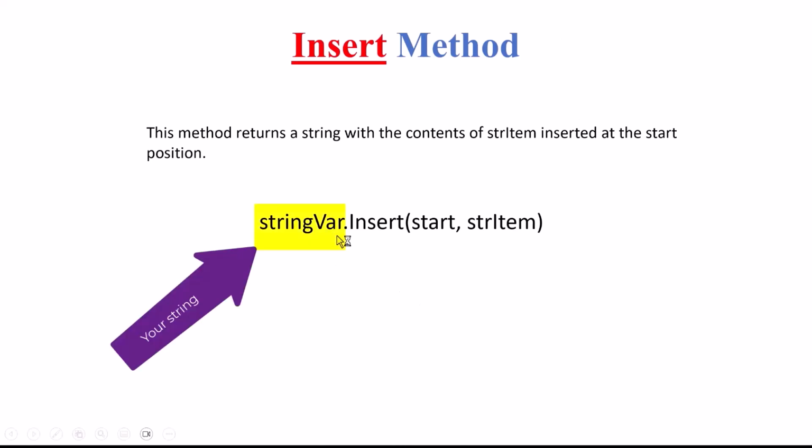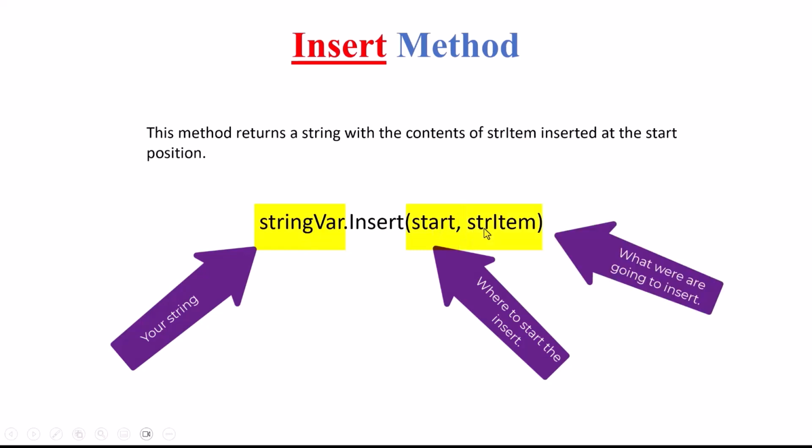So we're looking at string var. We've got that string coming in here. We'll say insert, and we'll say where we want to put it, and then we'll put the item that we want to actually place in there. It could be one character, it could be a word, it could be anything that we can actually use. So how does this thing work?